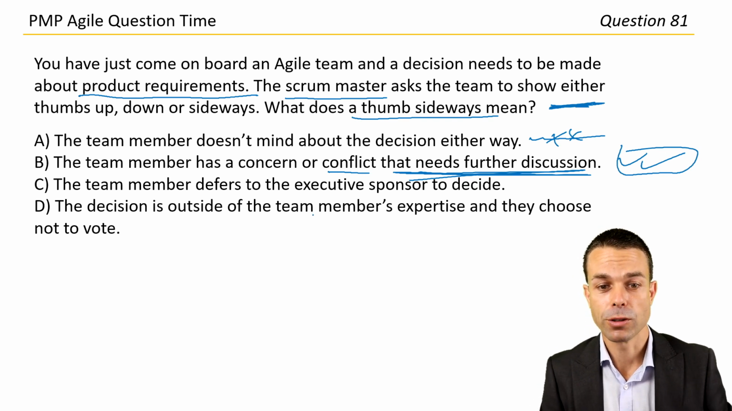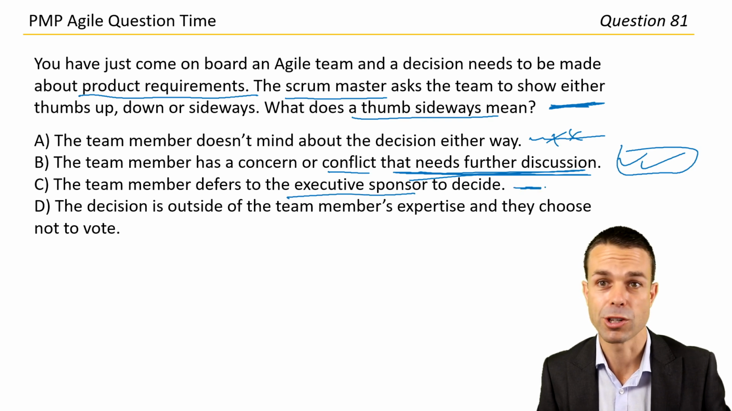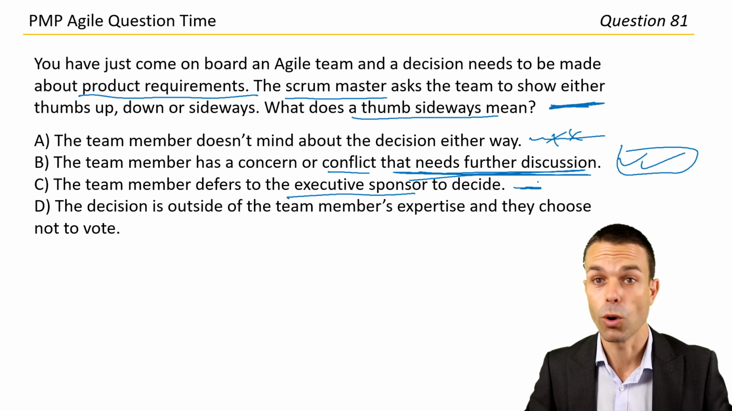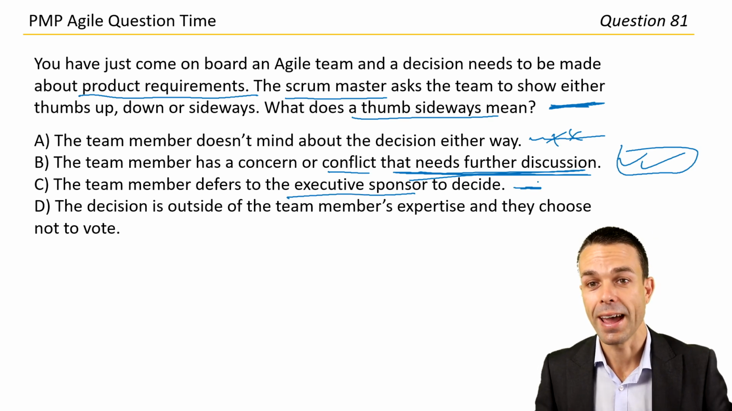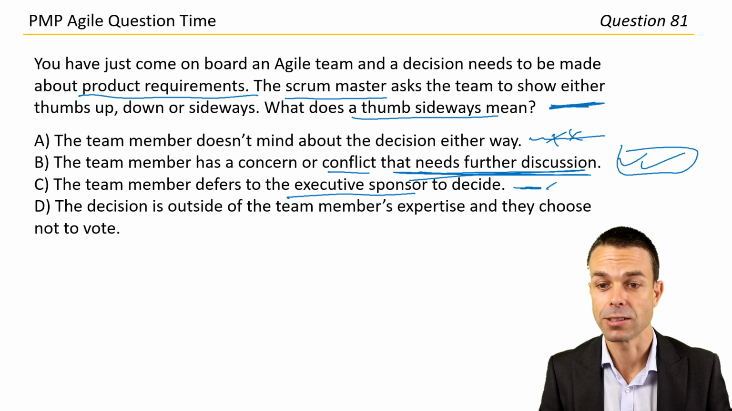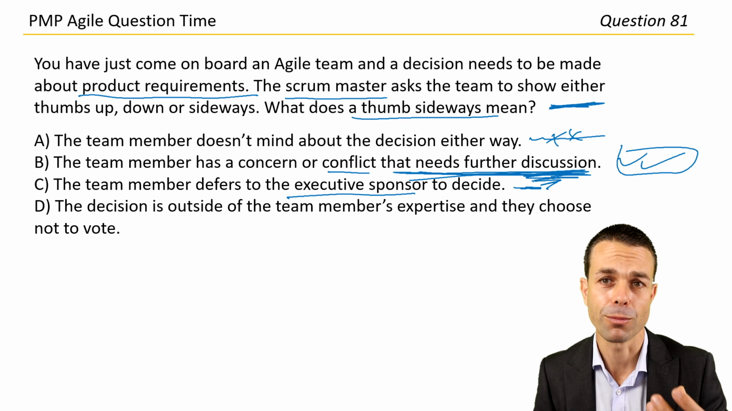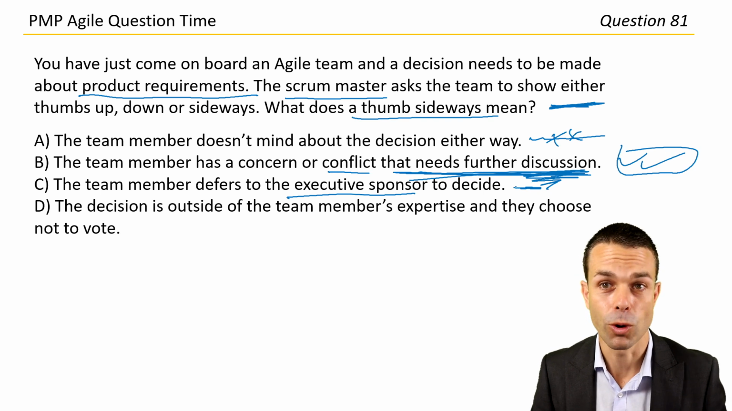The team member defers to the executive sponsor to decide. That will happen a lot, even just by default, just because executives sometimes have the loudest voice in the room or even the most power in the room. And again, that's why having open discussion is so important, because someone might have information about this that the executive does not know about.